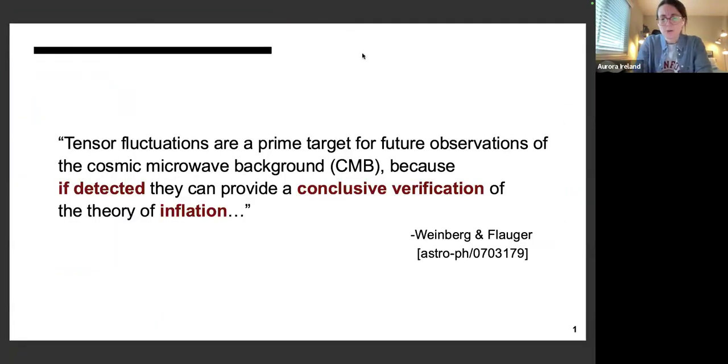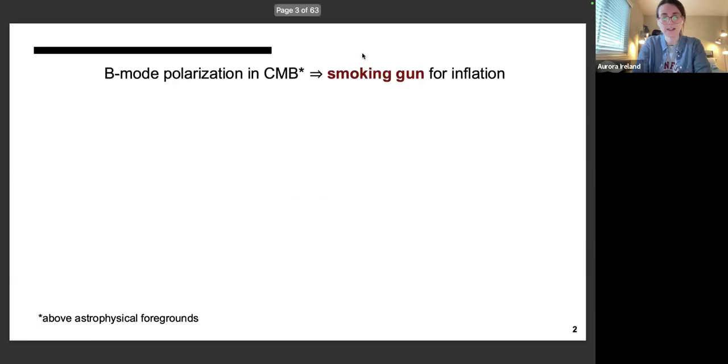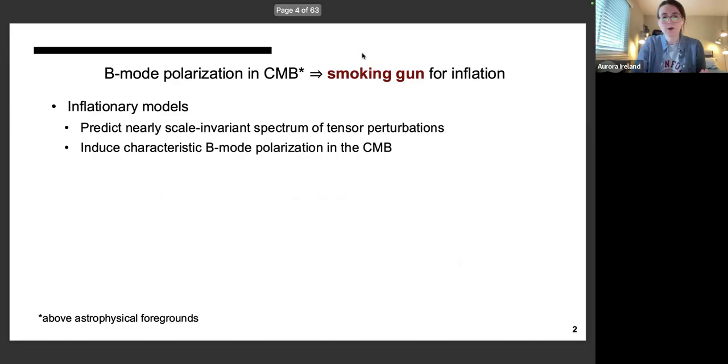So I want to start off with a quote. I just pulled it from a random paper, but honestly, you'll find quotes along these lines in many papers. And the upshot is that B-mode polarization in the cosmic microwave background is a smoking gun for inflation. So inflationary models pretty generically predict a scale invariant spectrum of tensor perturbations, and these are going to induce a characteristic B-mode polarization pattern in the CMB.